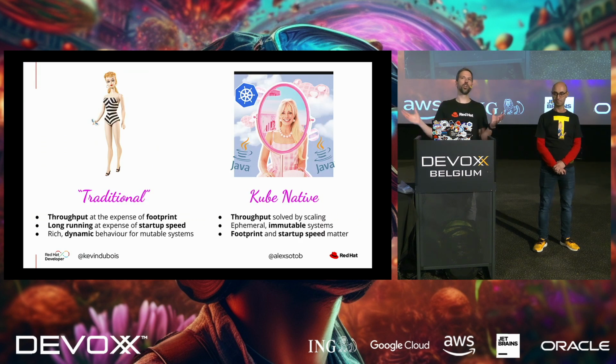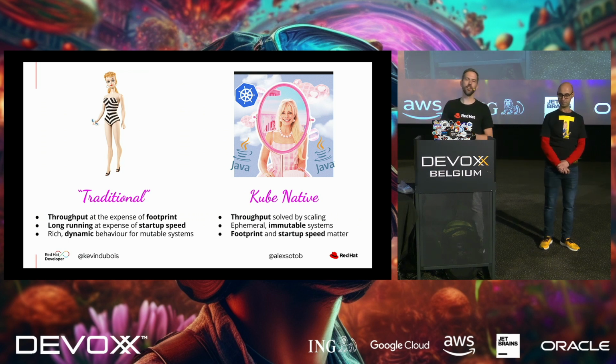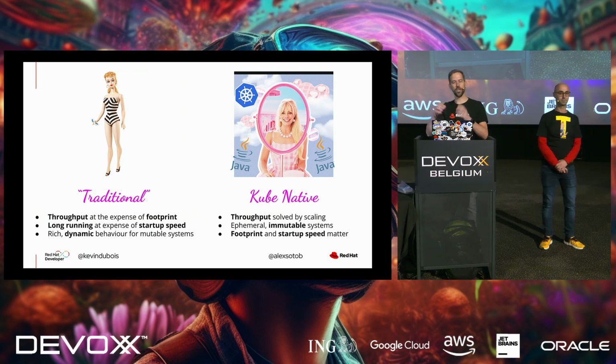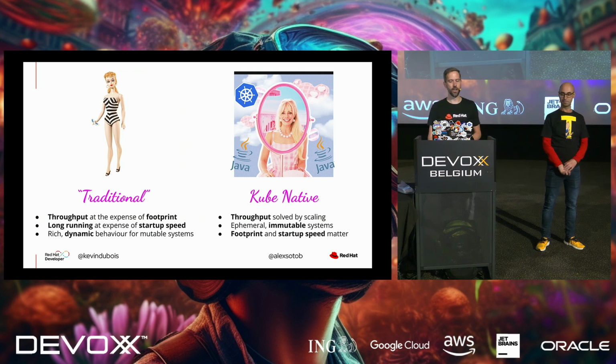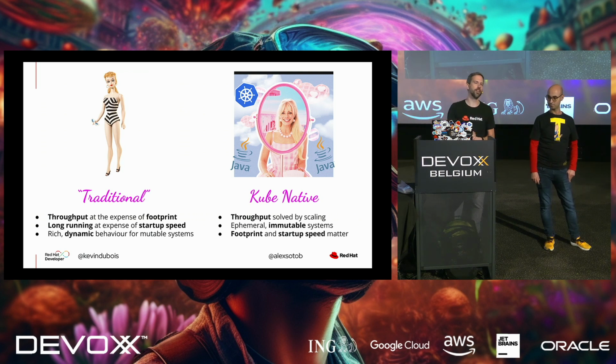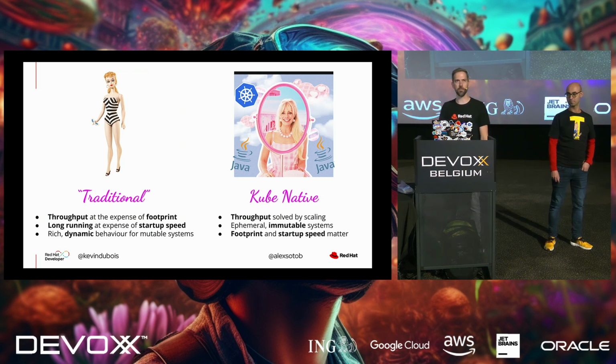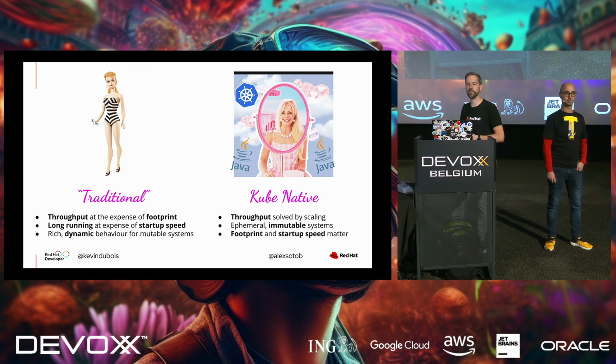Well, I'm sure you've seen similar sessions where they explain that traditional Java wasn't really built for containers and Kubernetes. It was more built for big systems where you get throughput at the expense of footprint, and the startup speed wasn't so important because you have long-running processes and dynamic behaviors to run your application. And the idea was, these application servers, keep them running as long as possible. But that doesn't really work for Kubernetes and containers, right?